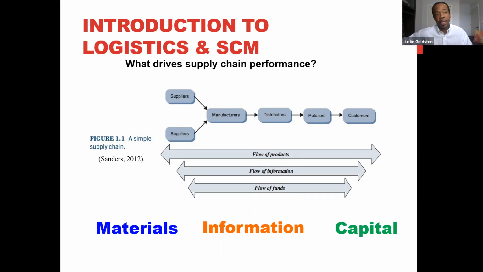Now you can see down here where we have the flow of products moving both upstream and downstream. We have the flow of information moving both upstream and downstream, and we also have the flow of funds moving both upstream and downstream. Within those three functions, traditionally we think that the products move downstream, we think that the information flows upstream, and we think that the funds move upstream. But it goes both upstream and downstream.